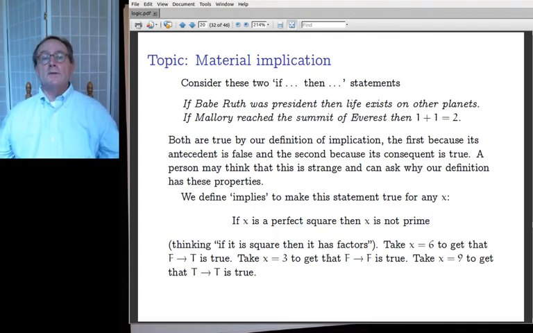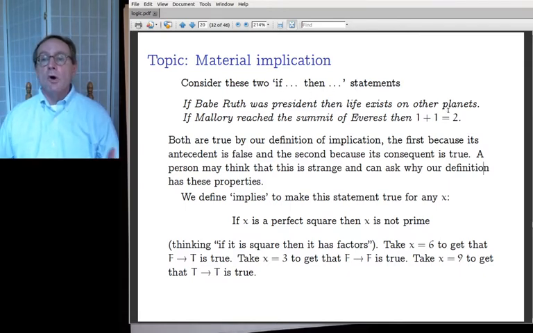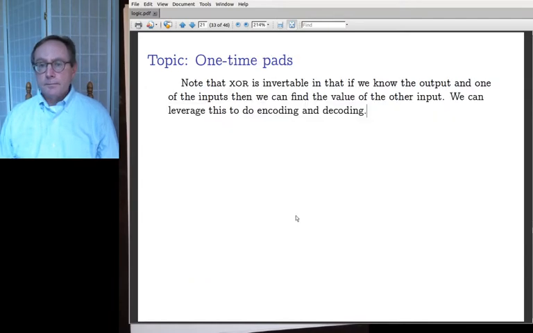Now, whether you want to define implies in the case, for example, Babe Ruth was president and life exists on other planets, where there's no material connection between the beginning of the sentence and the end of the sentence, and Mallory reached the summit of Everest, we'll never know. That's a question for philosophers. But in mathematics, we take the implication operator to be defined the way we defined it. If you want to call it a convenience, then we'll call it a convenience.